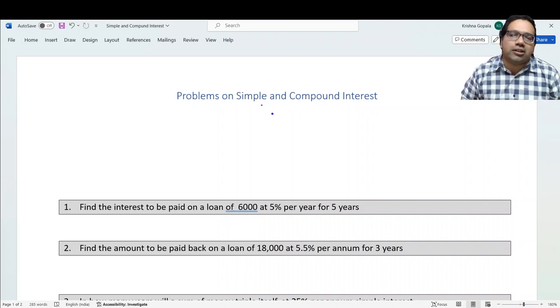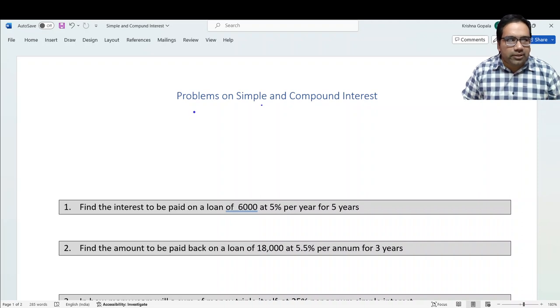When you take any loan, the first thing that they will ask is whether it is simple interest or compound interest. In fact, a lot of banks nowadays don't offer simple interest. They offer only compound interest. If you take any educational loan, housing loan, car loan, most of them are compound interest only. Simple interest, by the name, is actually very simple.